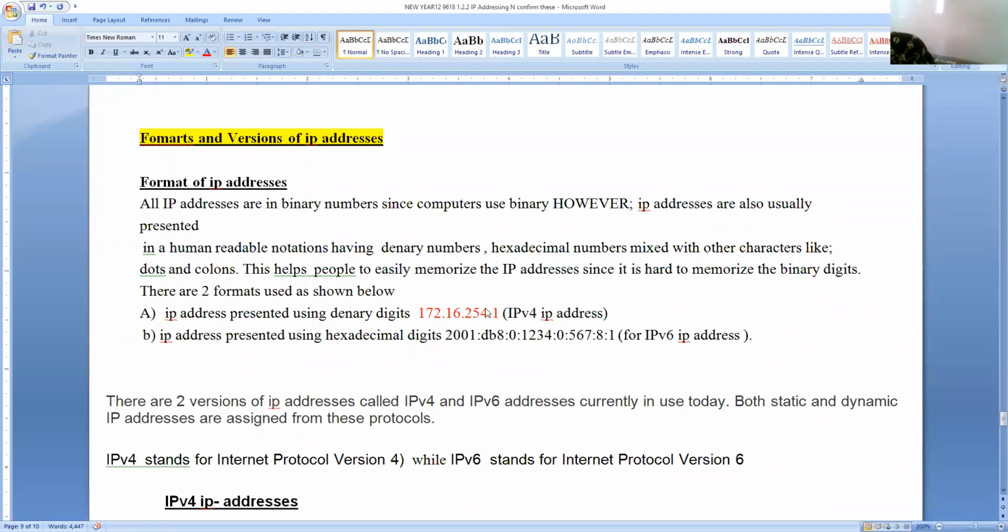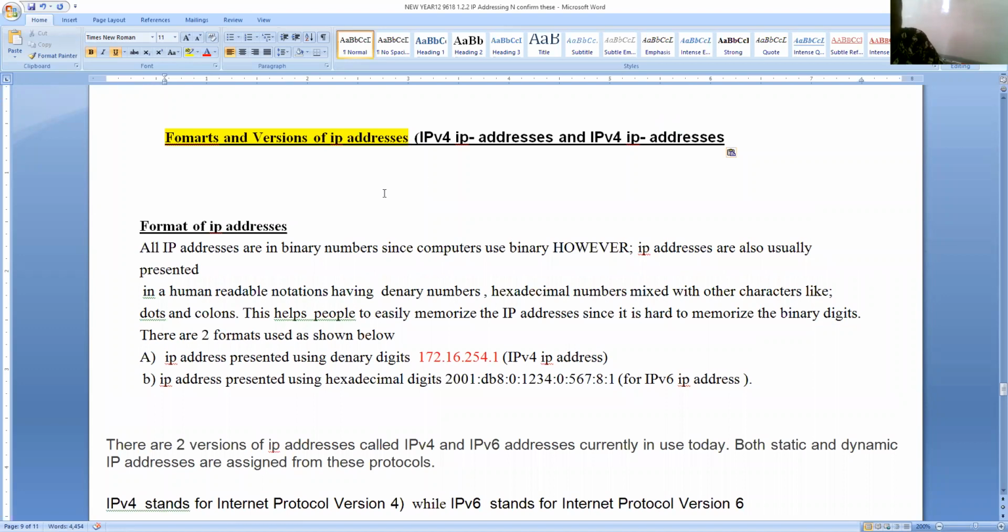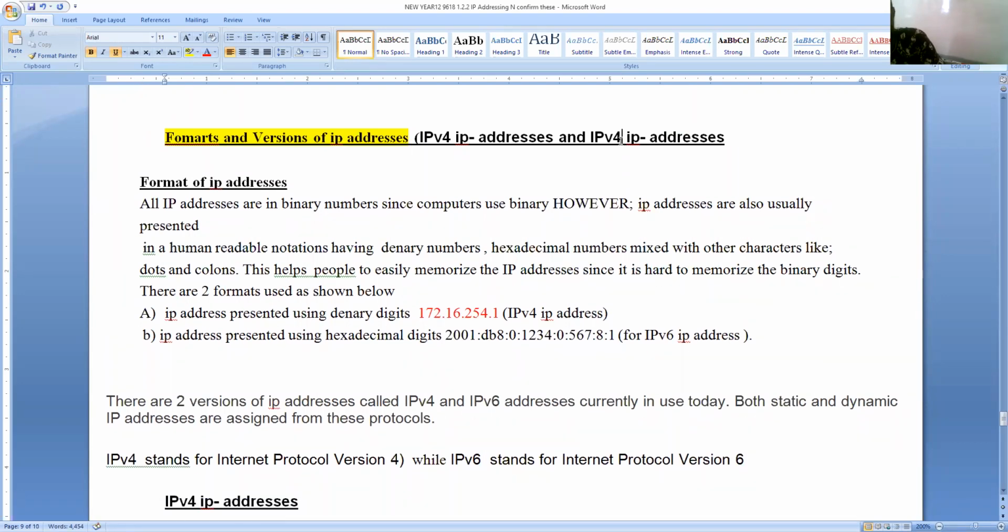So looking at formats and versions of IP addresses. Now, IP addresses can be in two formats and two versions. We have what's called the IPv4 IP addresses. Then we have what's called the IPv6 IP addresses. We have IPv4 and what? And IPv6 IP addresses. Good.